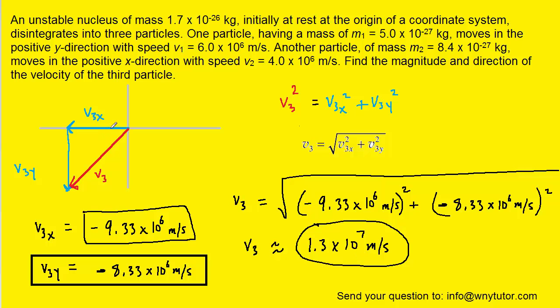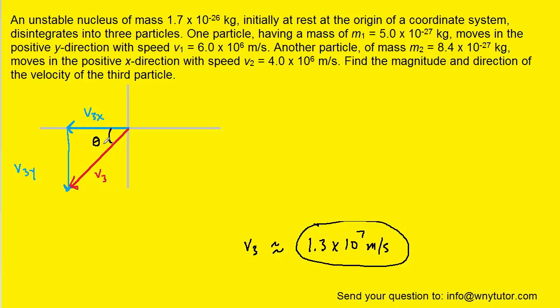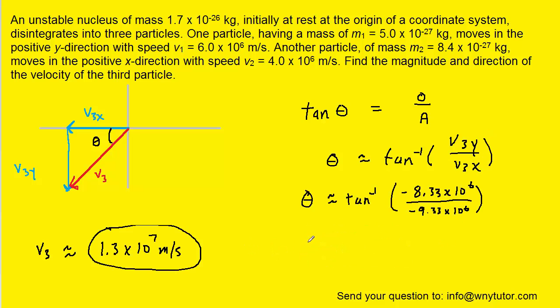What we also are asked to find is the direction, which is this angle right here. Now we can see that opposite to this angle is v3y, adjacent to the angle is v3x, and since we have opposite and adjacent, we could use tangent, because we know the tangent of an angle is equal to the opposite over the adjacent. Therefore, the angle will be the inverse tangent of opposite over adjacent. Again, the opposite is v3y, and the adjacent is v3x. So let's plug those in. And then we can see that the angle turns out to be roughly 41.8 degrees.